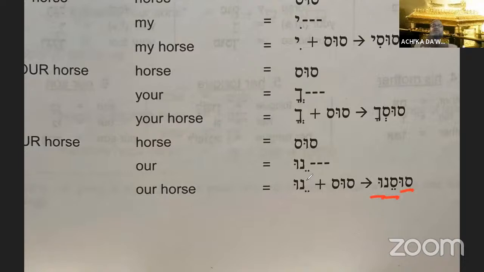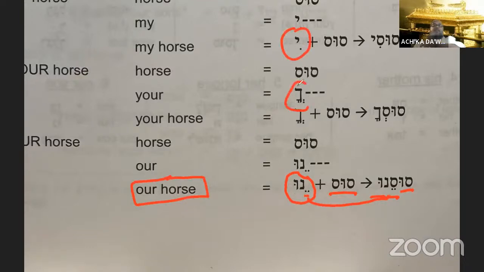Susay. Okay. Here's the nu, and here's the sus. So what you do is you take these two dots and you stick them directly underneath right here, and they give you Susenu. Okay. So what I want you to know is all you've got to do is add these little endings to whatever noun you have, and it tells you who you're talking to.